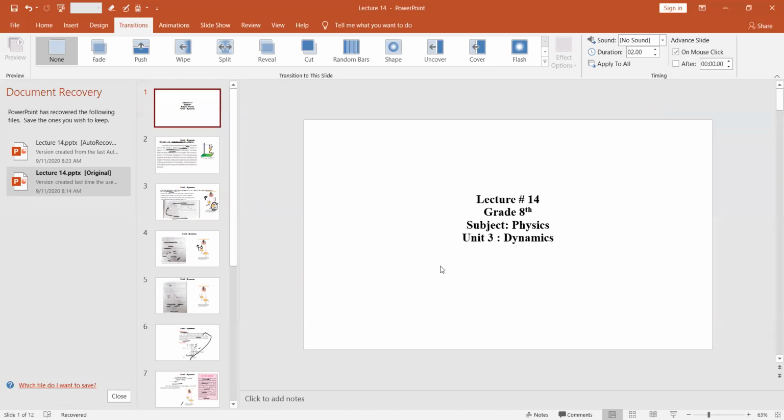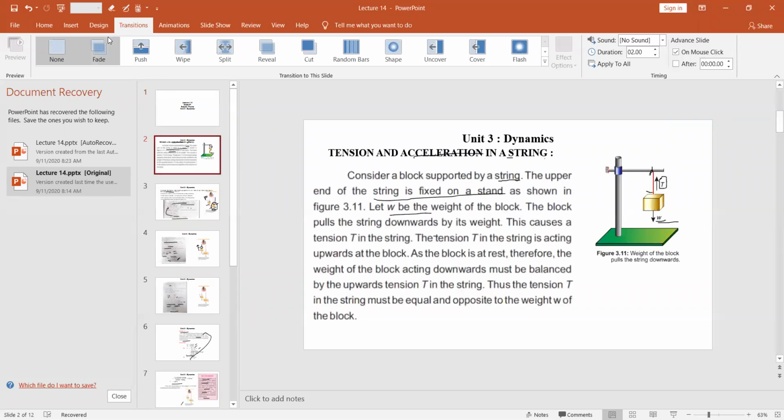Lecture number 14, Unit 3 Dynamics. So, Unit 3 Dynamics. The topic we are going to start is tension and acceleration in a string.